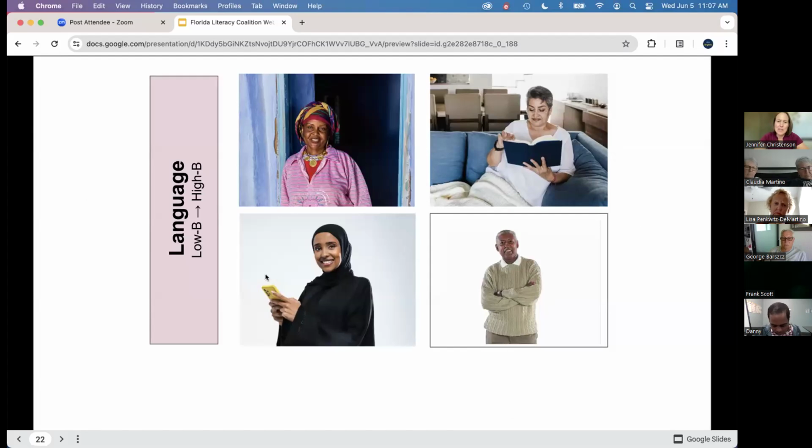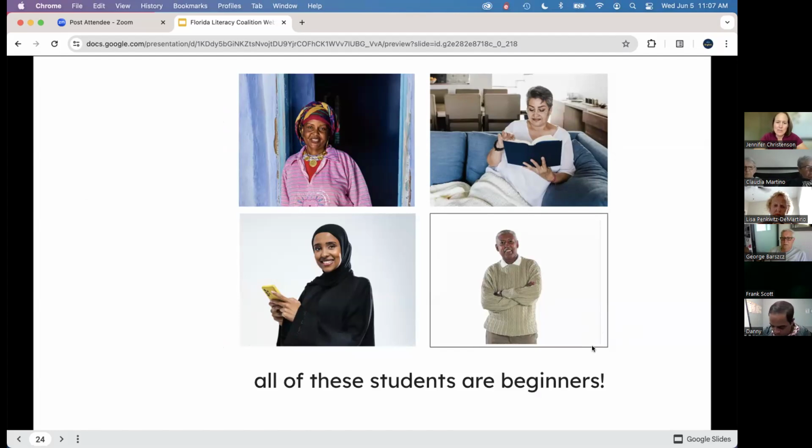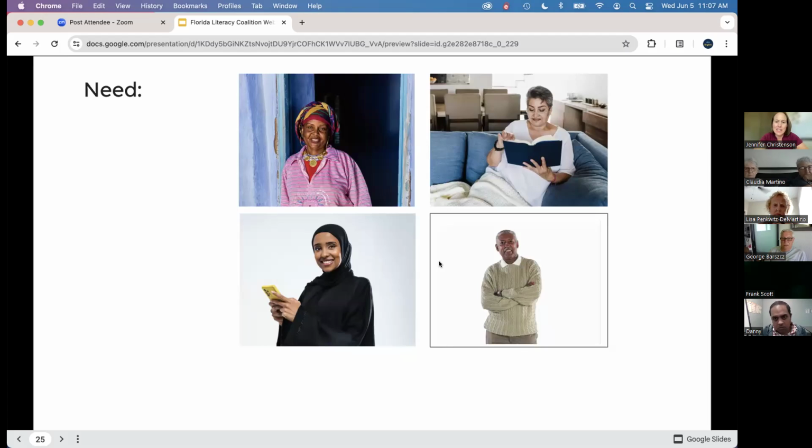All right, so I'm thinking about these four types of students in terms of both their language ability, which ranges from low beginning up to high beginning, but I'm also thinking about them in terms of their literacy ability and their experience with literacy in their home language, which ranges from none up through a lot of formal education in their home language. And I just want to again remind you that all of these students are beginners. All of these students have aspects of being a beginning English learner, but they all have very different needs.